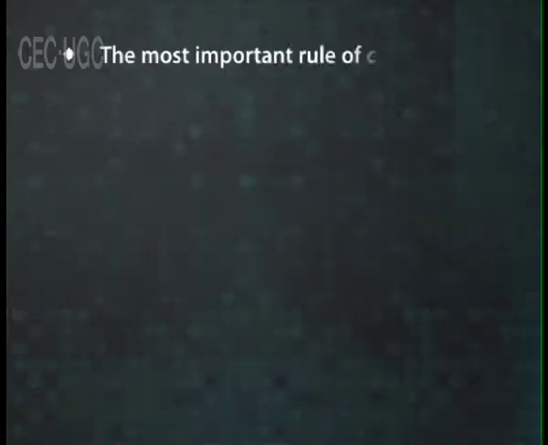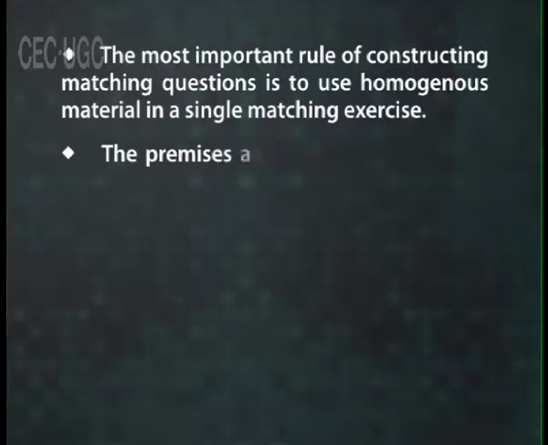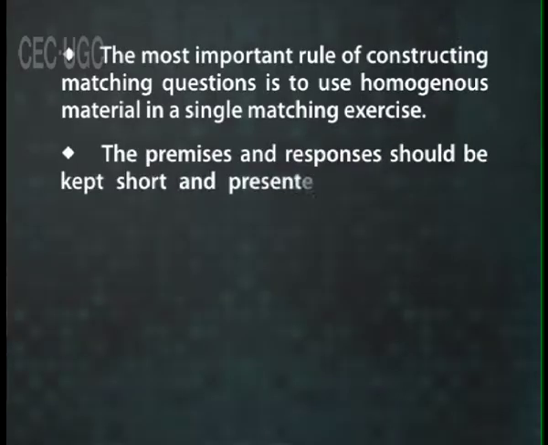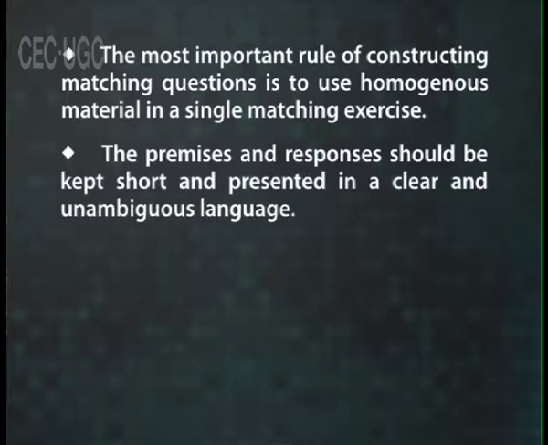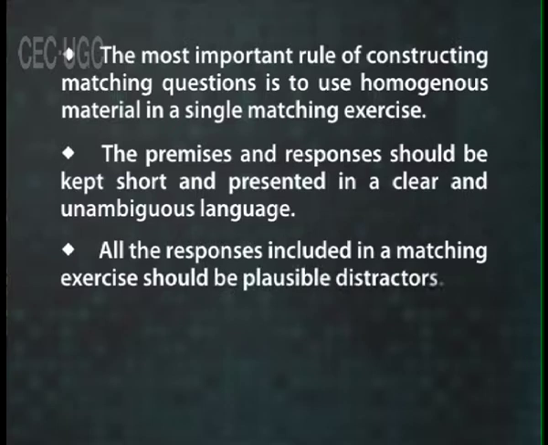The most important rule of constructing matching questions is to use homogeneous material in a single matching exercise. Also, teachers should be careful to include significant materials. The premises and responses should be kept short and presented in a clear and unambiguous language. The premises should contain no irrelevant clues that might help students to find the correct answer. All the responses included in a matching exercise should be plausible distractors. This will help us ensure the homogeneity of items.